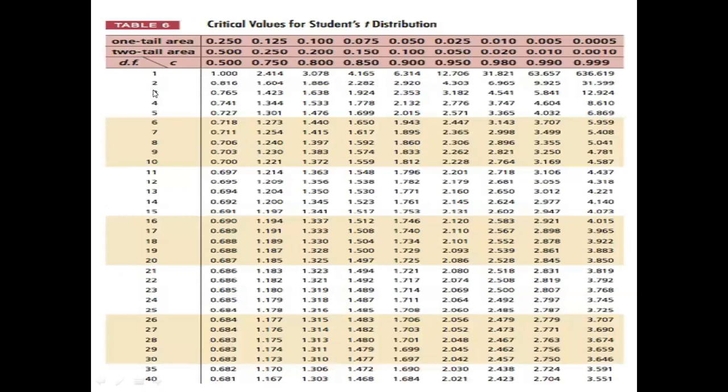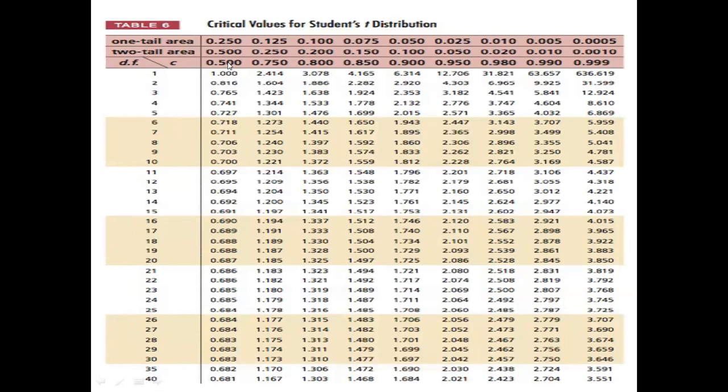So here's the chart, okay? Now, these are all your degrees of freedom. These are not your n values. These are n values subtract 1. And the only thing you're going to be using across the top here is this very last row.